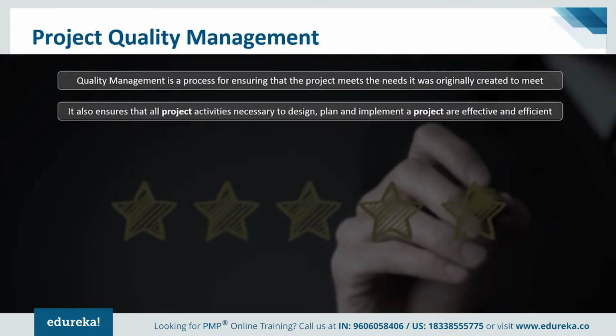It also ensures that all project activities that are necessary for designing, planning, and implementing a project are effective and efficient. And that is ensured by following quality management as one of the important plans that we create on the project. So let's understand a bit more about quality management as a concept when we work on the project.